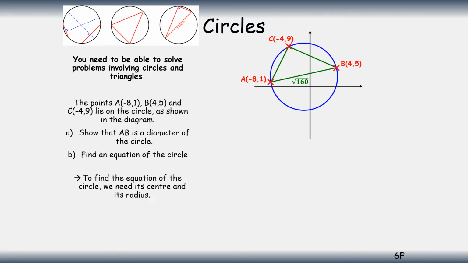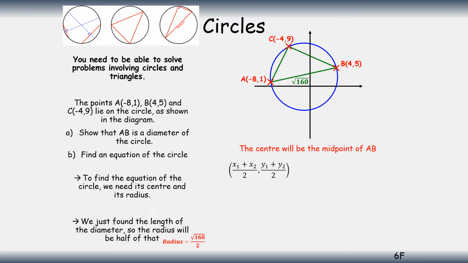So to find the equation of the circle, we need to know the center of the circle. The center of the circle is just going to be the midpoint between A and B. Now we've seen this in the previous lesson. So what I'd like you to do is pause the video and work out the center of the circle. For the midpoint of AB, you simply add the x coordinates and divide by 2, and add the y coordinates and divide by 2. That gives us the midpoint of -2 and 3. So that is our center of the circle.